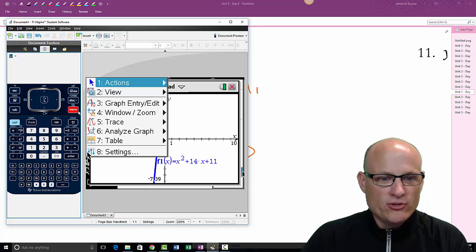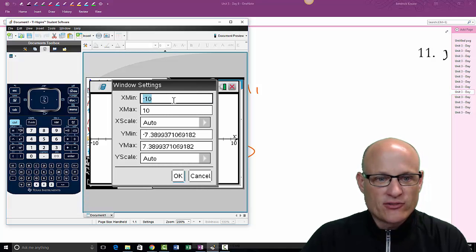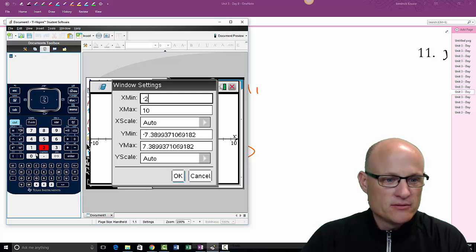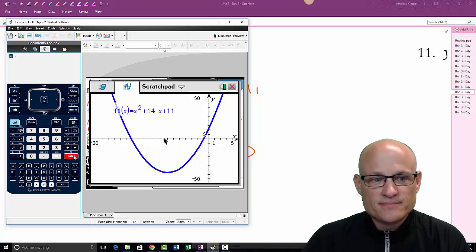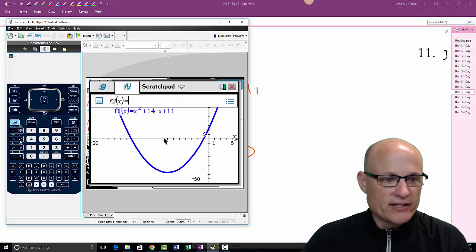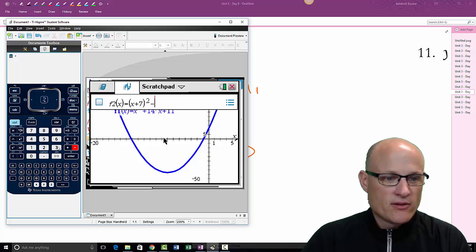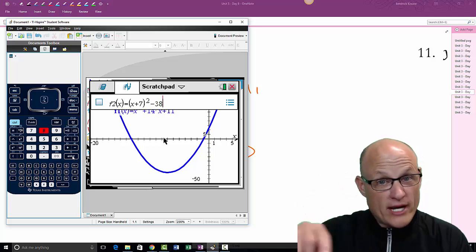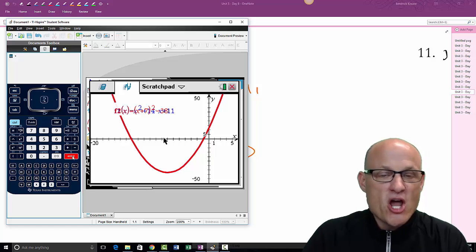So let me go into Menu, Window, and Zoom, and let's do my box setting. So how about we go negative 20 to, I don't know, 5. Doesn't matter. And then let's go negative 50 and 50. Now I can see it. So now I'm going to hit tab, and I'm going to type that in. (x plus 7) squared minus 38. Now let's see if it maps right over the old one if it's right. There it is. So you know you got it right if you did that.